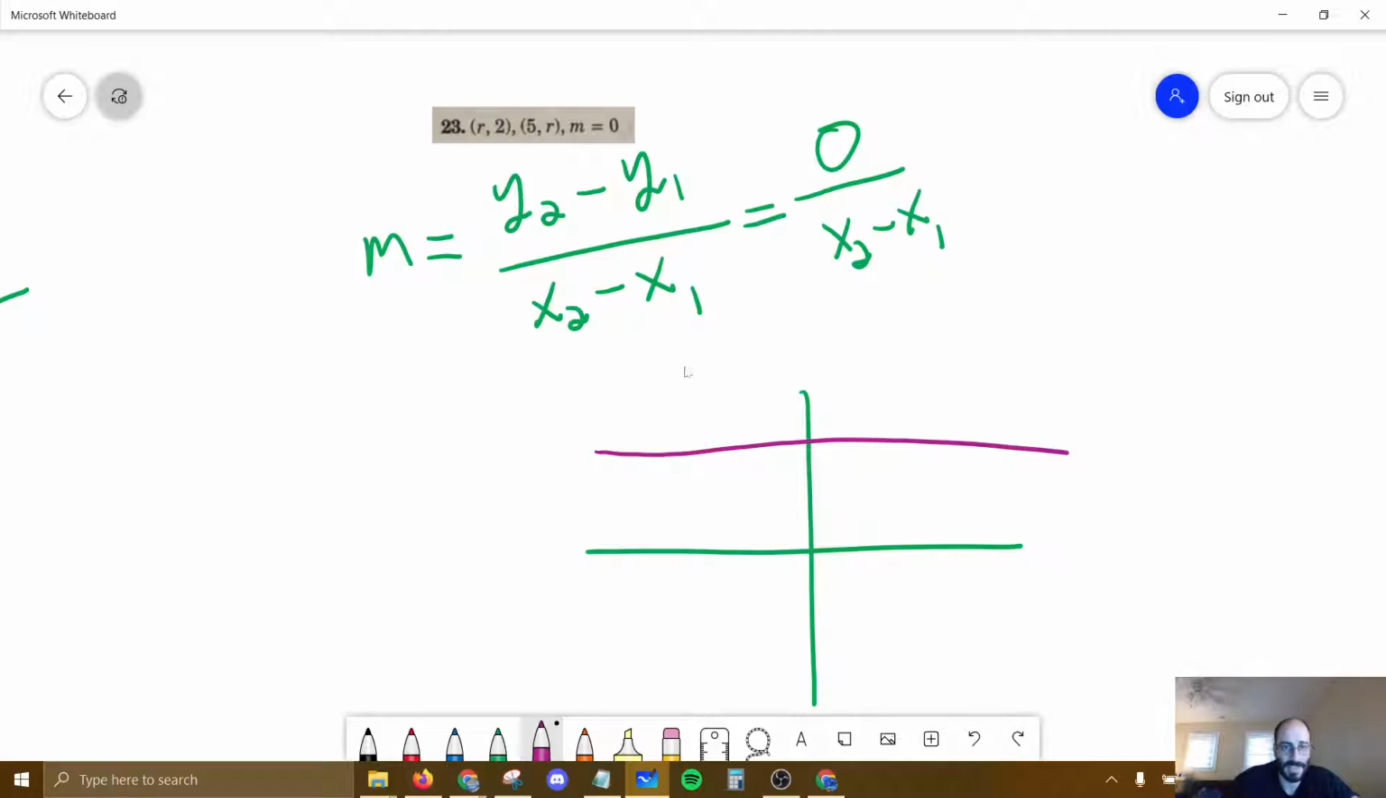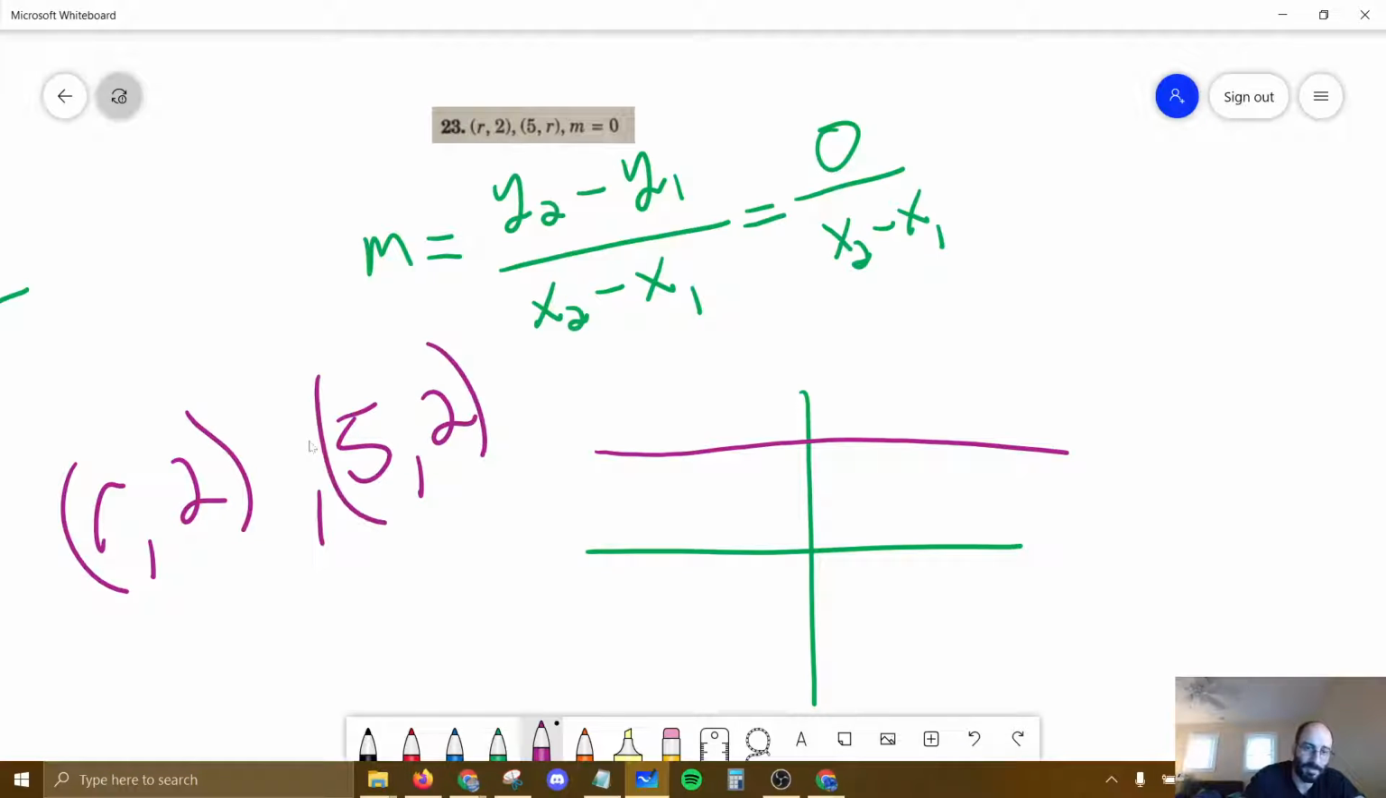Okay, that second r must be 2. So you're going to have r comma 2 as a point, and then 5 comma 2 as the other point, because y is not changing. It's going to be a horizontal line. As far as what this x value could be, it could be anything, but if it's also going to be r, then it also must be 2. So if they're using the same variable, r and r, then this must be 2 comma 2 and 5 comma 2.